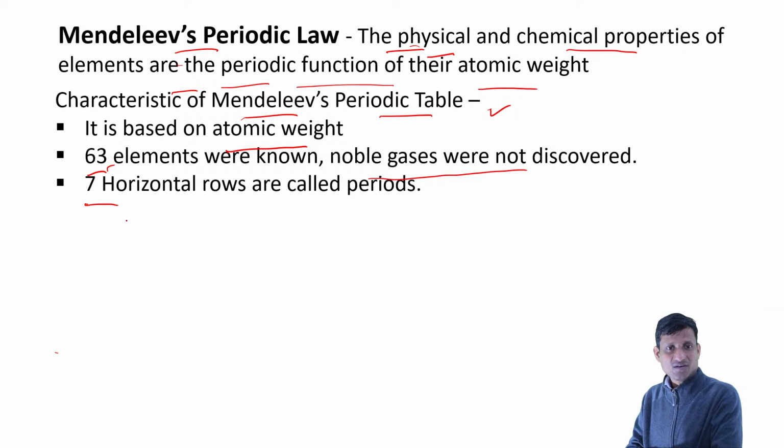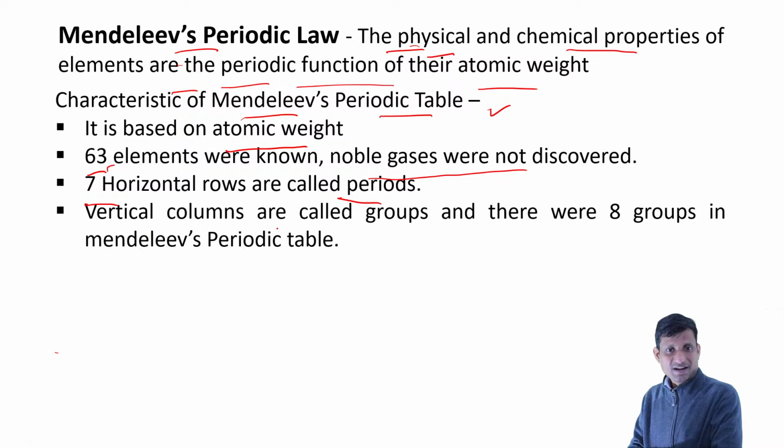7 horizontal rows, which he called periods, and 8 vertical columns, which he called groups. Basically, it is like this. We have a horizontal line, and this is the vertical line.